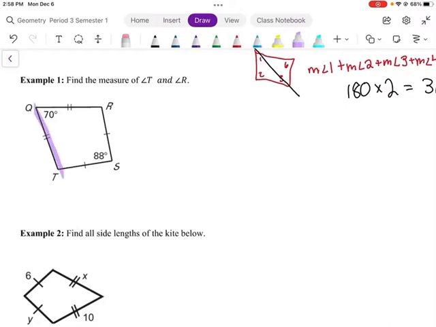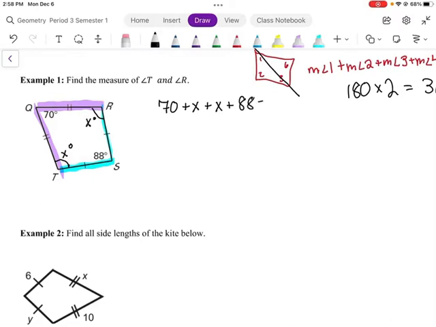So we notice that we have the 2 consecutive congruent sides, and they give us 70 degrees and 88 degrees for the 2 angles. They want us to find the measure of angle T and the measure of angle R. So we don't know what they are, but because they are the angles where the 2 different sides meet, we know they're congruent. So I'm going to put them each equal to x degrees.